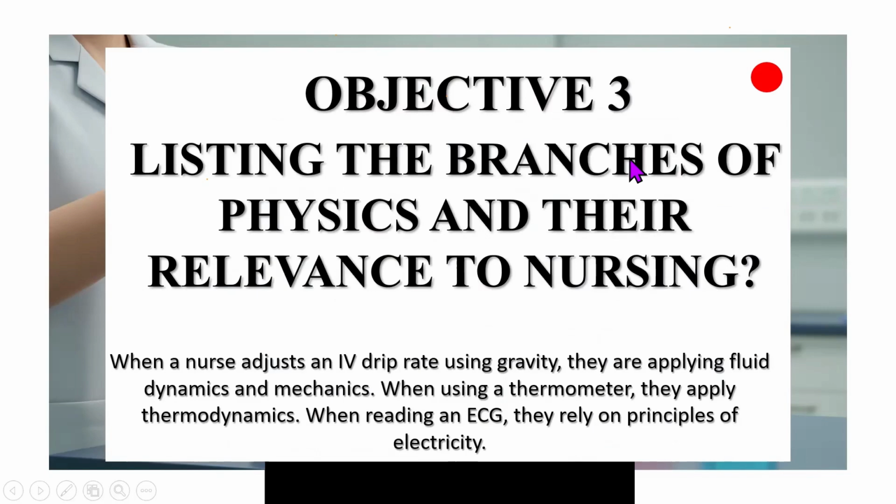Objective number 3 says listing the branches of physics and their relevance to nursing. This is a salient point. When a nurse adjusts IV drip rate using gravity, they are applying fluid dynamics and mechanics. When using a thermometer, they apply thermodynamics. When reading an ECG, they rely on principles of electricity.